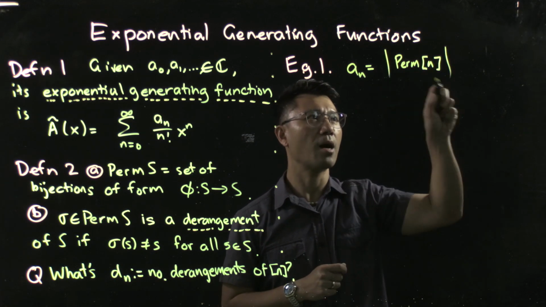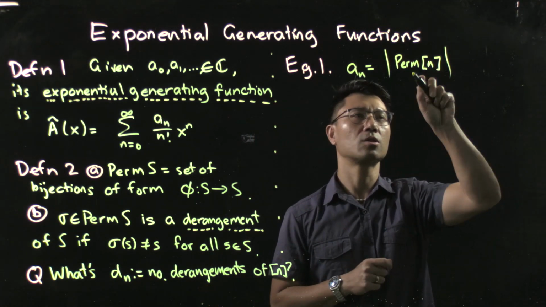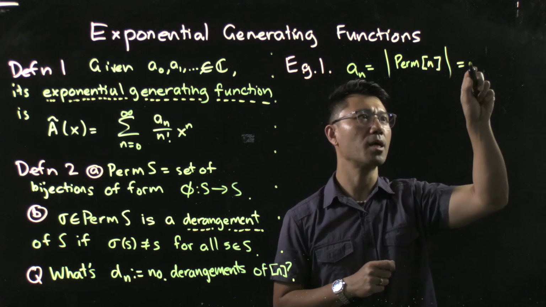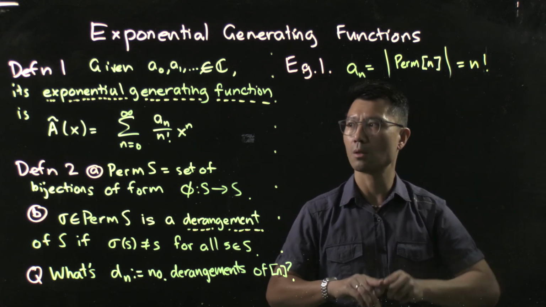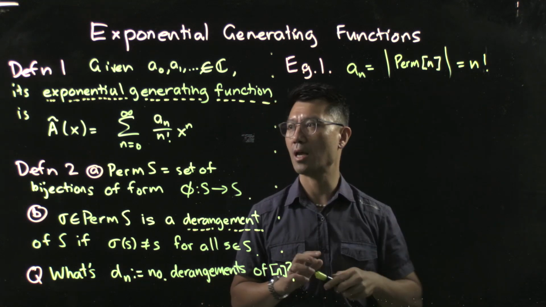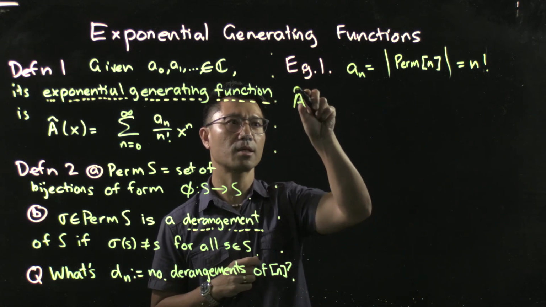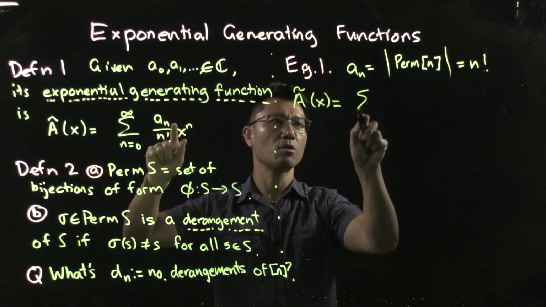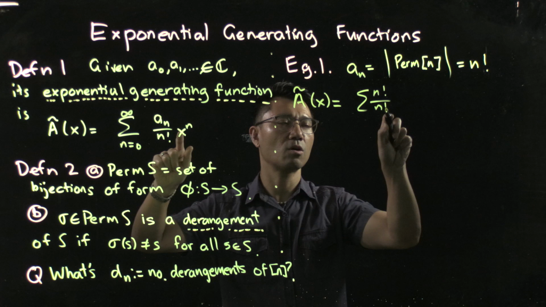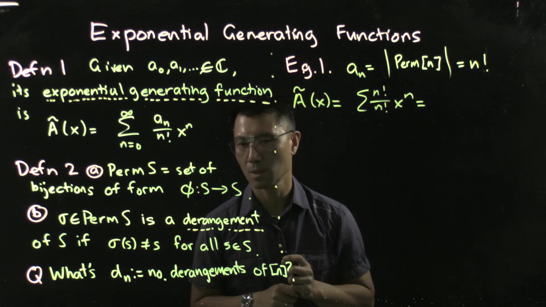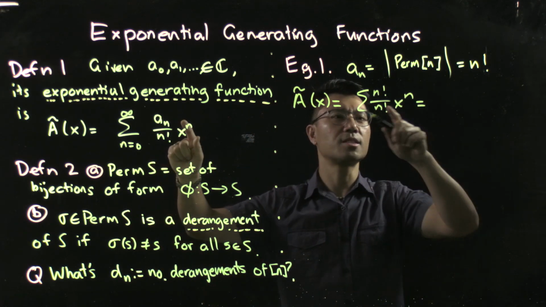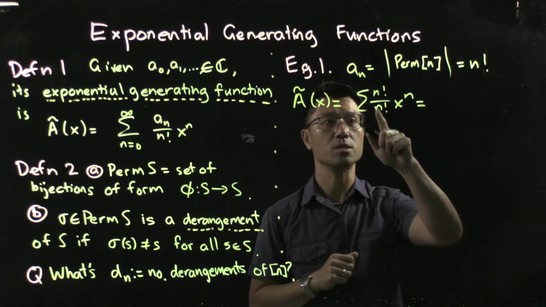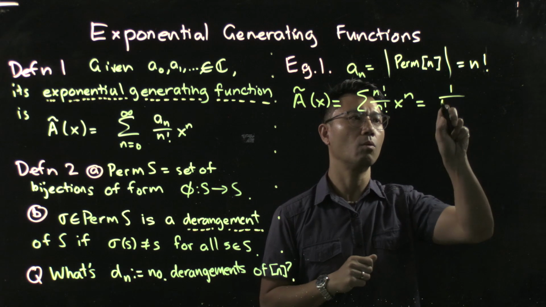And how many elements are there? What's the cardinality of this? The number of permutations of 1 up to n is just n factorial. So if a_n equals n factorial, then in this case a tilde of x is going to be, here you've got these n factorials, n factorial over n factorial, x to the n. So this is just a geometric series. You just have these ones here, so you're just looking at powers of x. So you have 1 on 1 minus x.